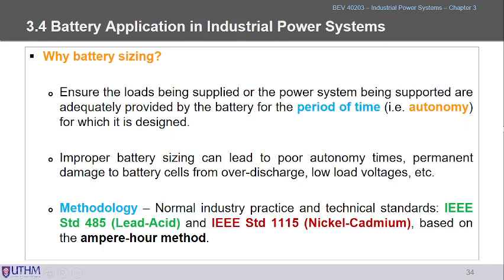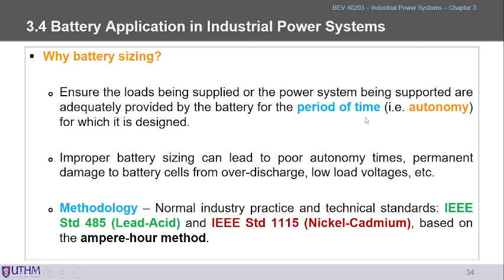Okay, we continue with battery applications in IPS, which is section 3.4. And this time we need to have the battery sizings. Why do we need to have the battery sizing? Because we know that battery is widely used in the IPS, especially for UPS purpose, and those UPS will have the so-called period of time, I mean the operating period.